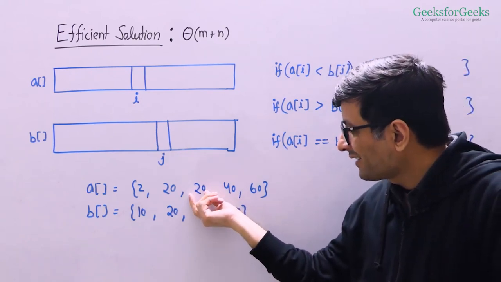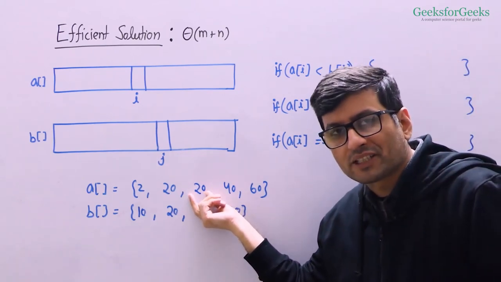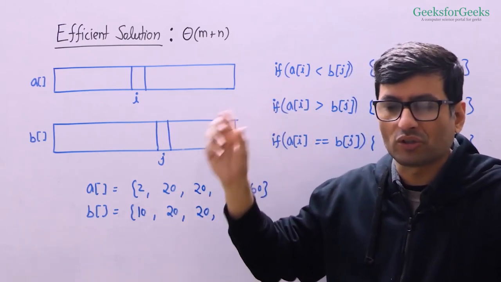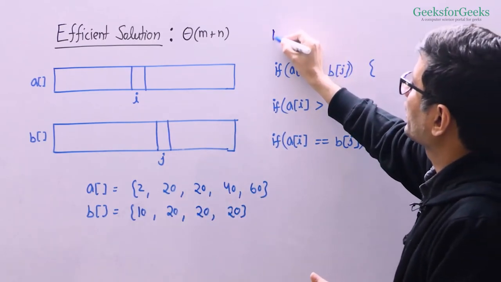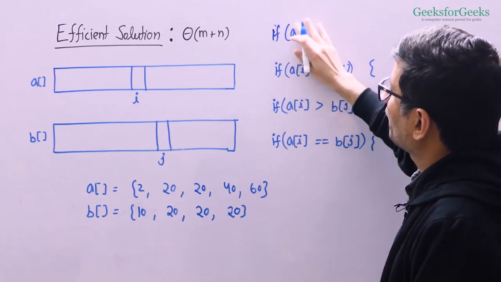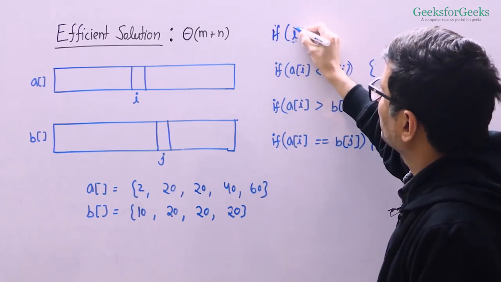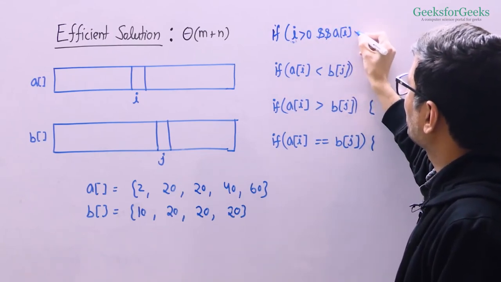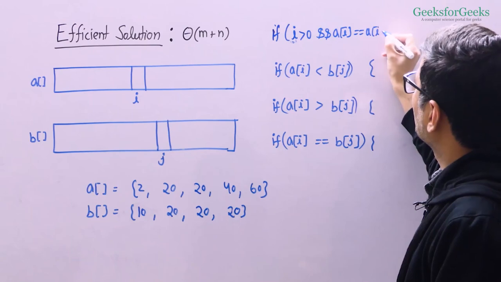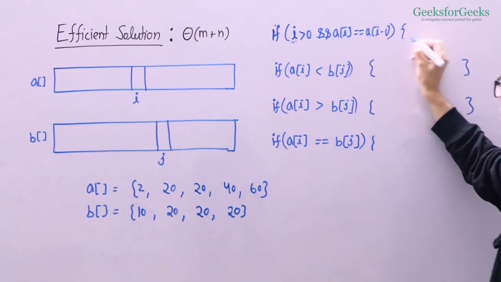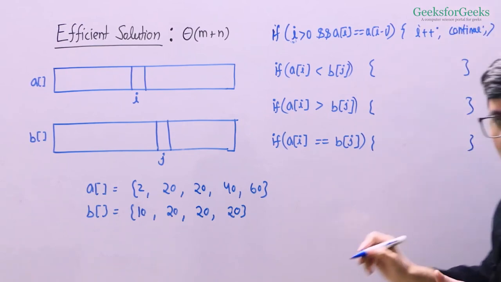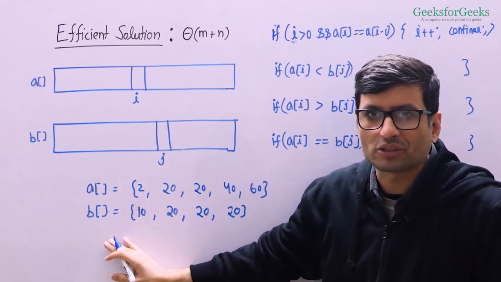If A[i] is the same as A[i-1] and i is greater than 0, then we'll simply do i++. That's the condition we'll put at the top, before putting any other condition. If i is greater than 0 and A[i] is equal to A[i-1], then we are going to do i++ and continue the loop. We don't need to check for other things, because if this element was present in array B, it must have been processed already.